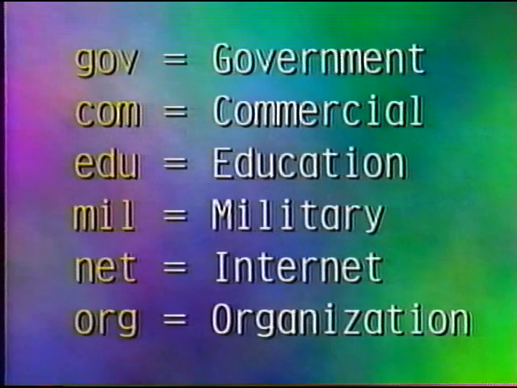There are 6 domain extensions used in the United States. They refer to different types of groups using the Internet. Gov stands for government. Com is a commercial location. EDU stands for educational organization. MIL is for military. Net is for internet provider. And org is for other organizations. It makes sense when you think about it, and it's important to get the addresses right, all the way down to the last little dot.